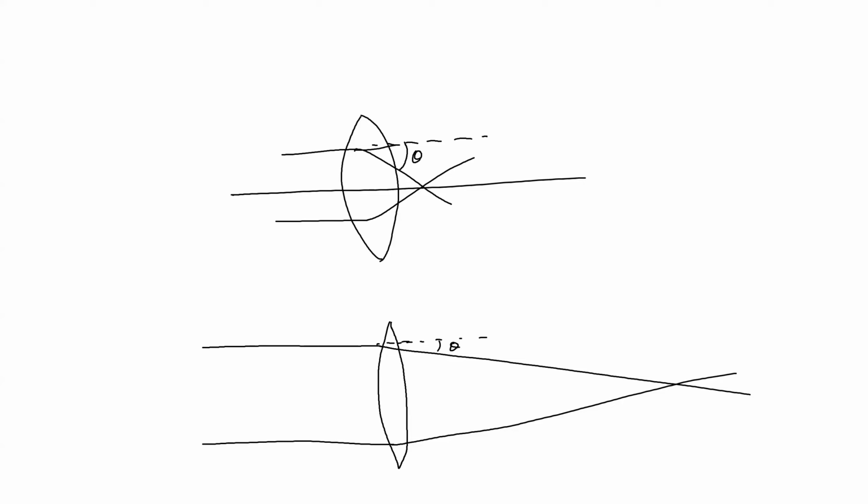Are we understanding? So where do you think the focal length becomes more? Where the light bends more, then the focal length is more? Or where the light bends to a lesser quantity, then the focal length is more? Tell me.